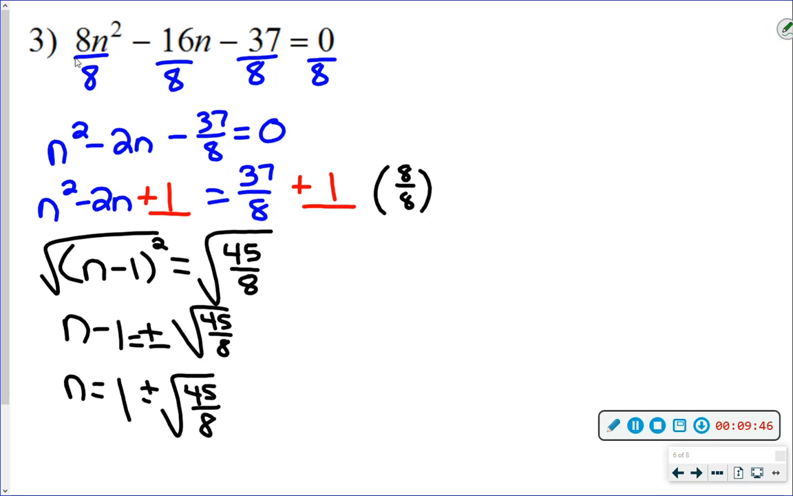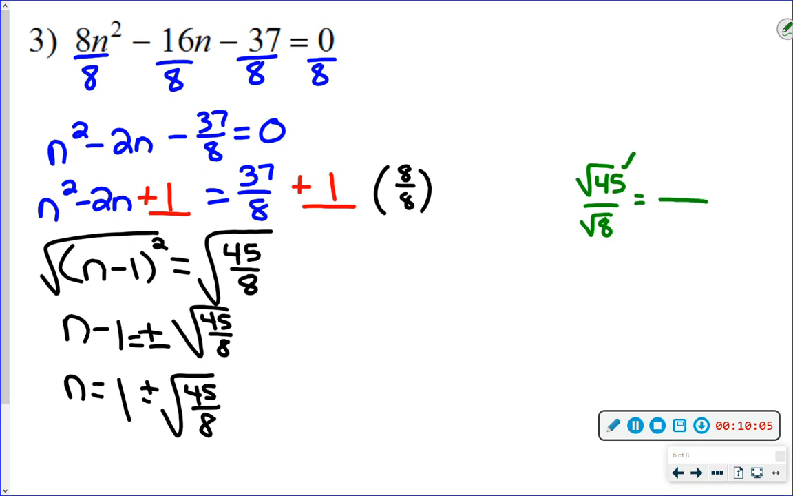The square root of 45/8. So really, you've got the square root of 45 over the square root of 8. Now, you have some choices. You could multiply top and bottom by the square root of 8. I'm worried that's going to make it really big, and I don't necessarily want to deal with that. So I'm going to try to just first simplify them each.